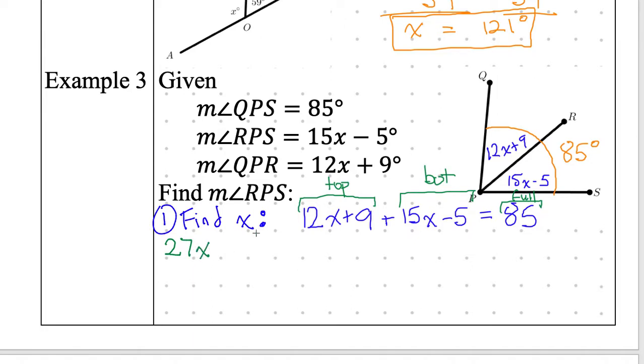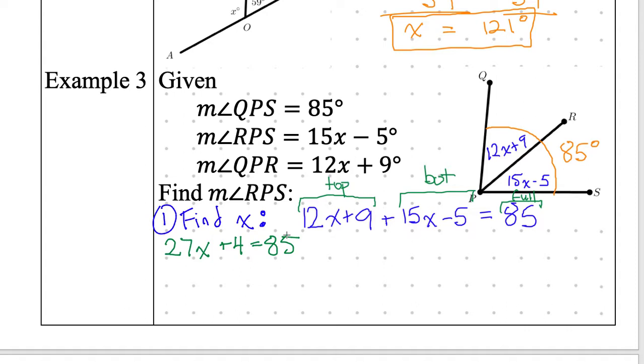Combine the next terms on the left-hand side. Is it positive or negative? It is indeed a positive 4. So 27x plus 4 is equal to 85. Gunnar, 50 XP. We have combined like terms for the expression on the left-hand side of the equality.